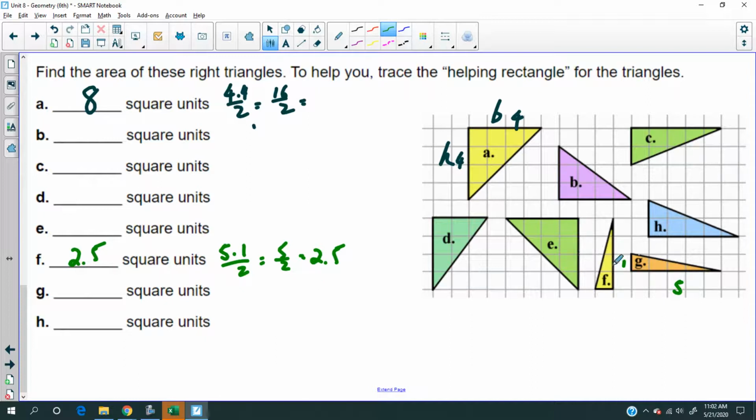And then F is similar, it's just a different base and a different height. So press pause right now. I'll do the answer key, and when you come back, I'll show you the answer key.